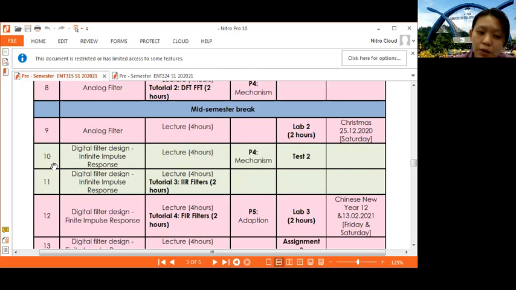Then week 10, we will have the IIR filter. At the same time, we will have test 2. Test 2 will cover up to the chapter of analog filter. Then we will have week 11, the IIR filter. Then we will have tutorial 3, which covers the IIR filter and also the analog filter.